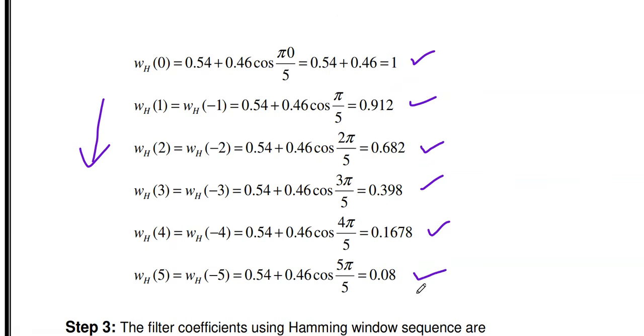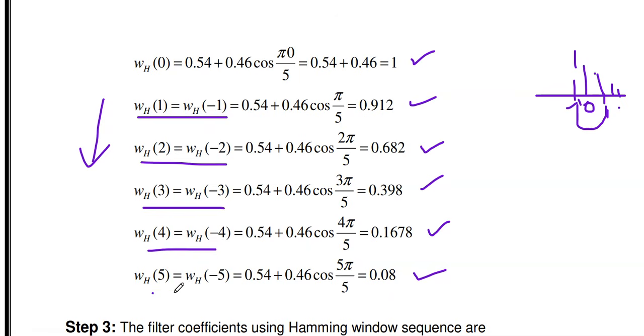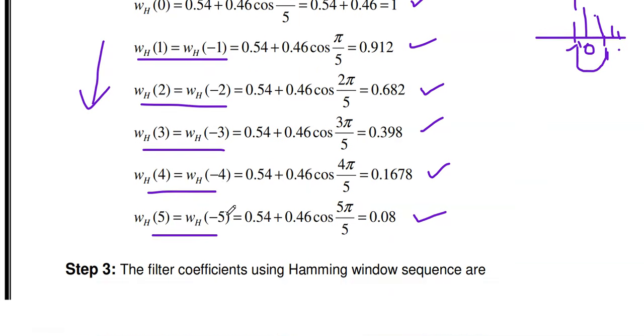Okay, so you just check the answer. At n equal to 0 the answer is maximum. Whenever the n value increases, this windowing sequence value decreases. You see 1, 0.9, 0.6, 0.3, 0.1, 0.08. And similarly, according to the property of the window, WH of 1 and WH of minus 1 are both equal. Similarly, WH of 2 and minus 2 equal, 3 and minus 3 equal, 4 and minus 4 equal, 5 and minus 5 equal. So the second step is over.